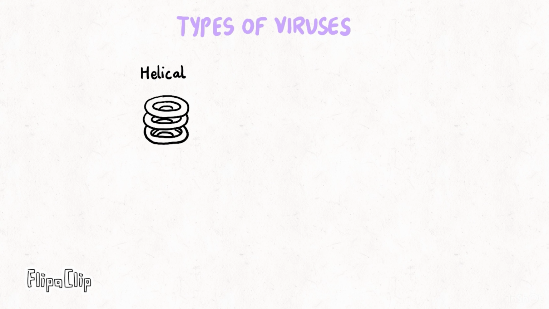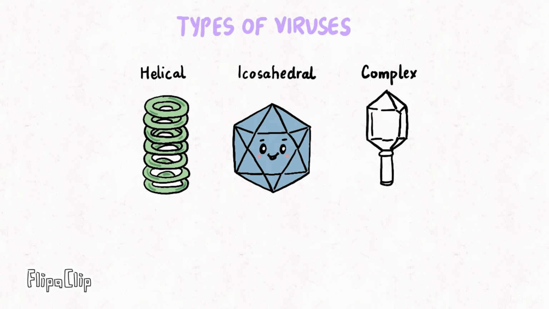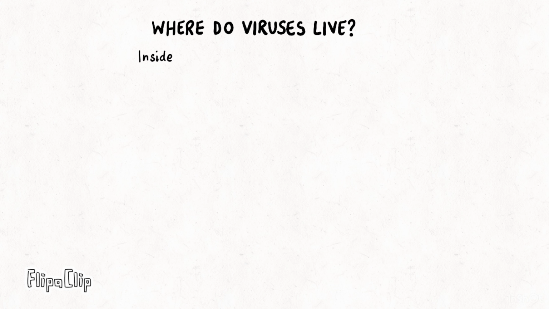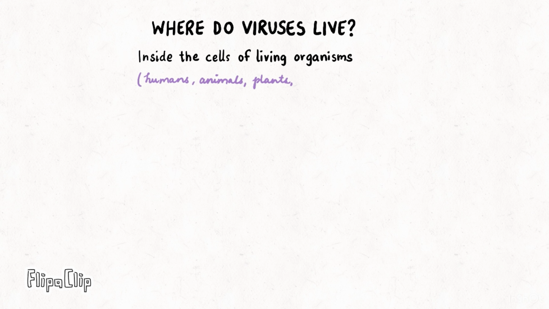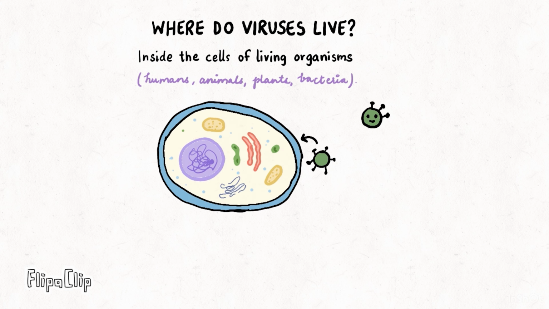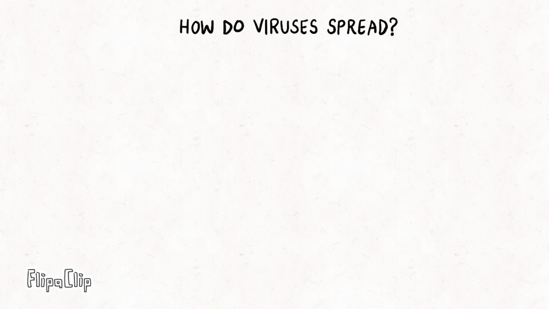Viruses also come in different shapes. Some are spiral, some are geometric, and some look like tiny robots, like bacteriophages. But no matter the shape, they all have one goal: to survive and multiply. Viruses can live inside humans, animals, plants, and even bacteria. But outside a host cell, they can't grow, they can't reproduce, they simply stay inactive, waiting for the next host.